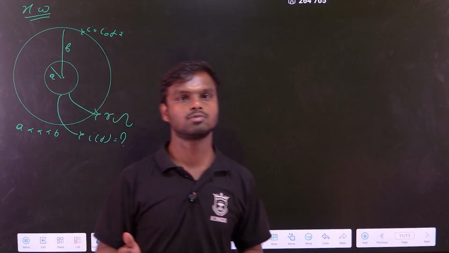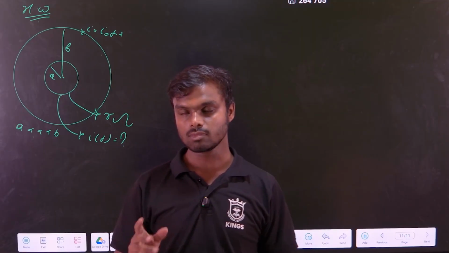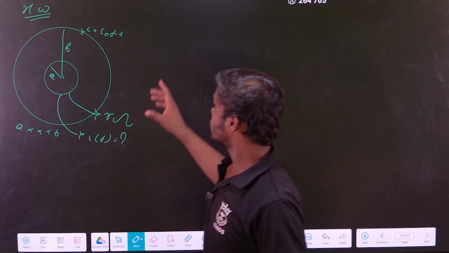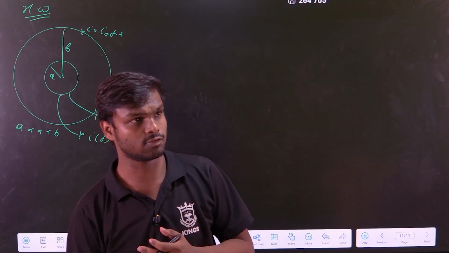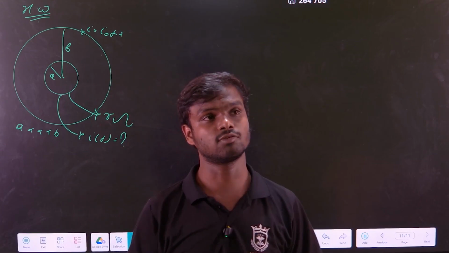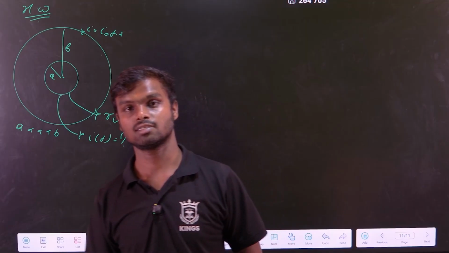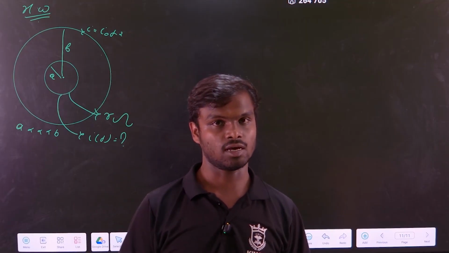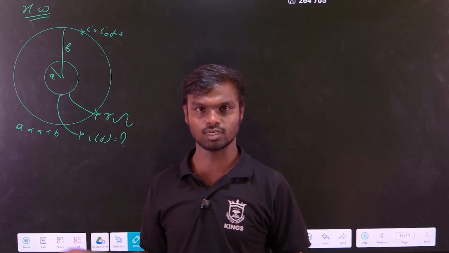So basically what you have to do, first you have to calculate the flux here, and after the calculation of the flux you have to calculate the rate of change of flux, that is d phi by dt. From there you will get the EMF, and then my current is simply defined as EMF by R. From there you will get the current, and then by using that you can calculate these values.